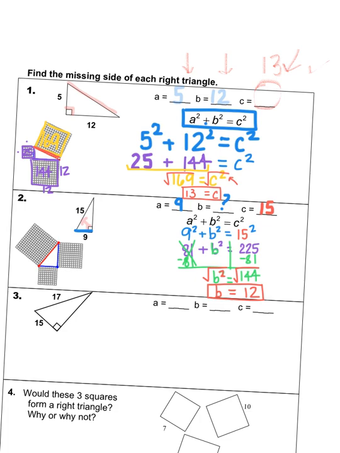Look at answer number 2. It says our B is 12. Well, B is not the hypotenuse. It should not be the longest side. So is 12 a reasonable answer? What you're looking for is: is the hypotenuse the longest side? And yes, it is. So your answer is reasonable.